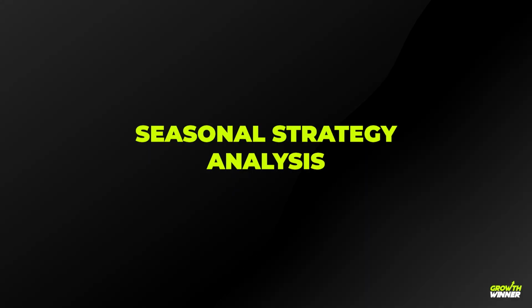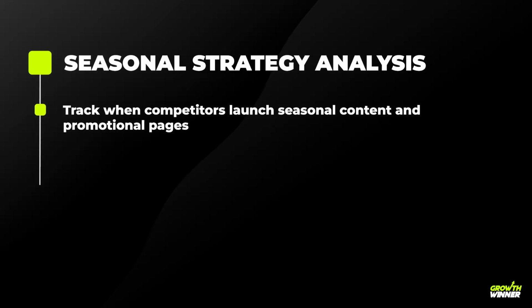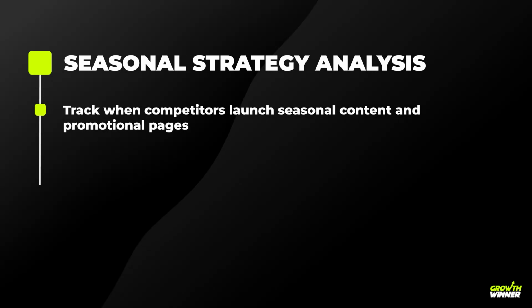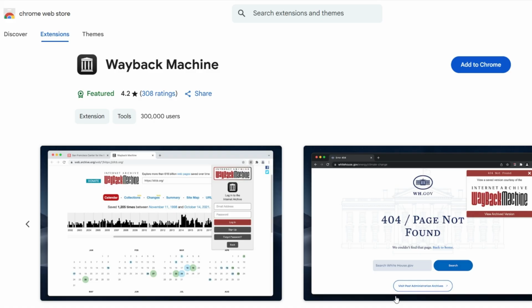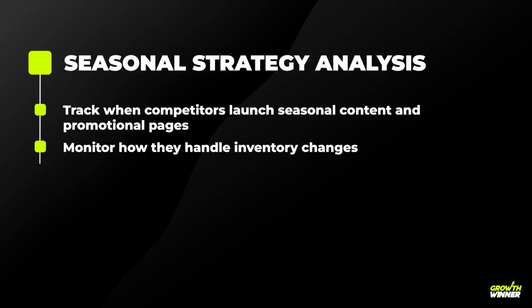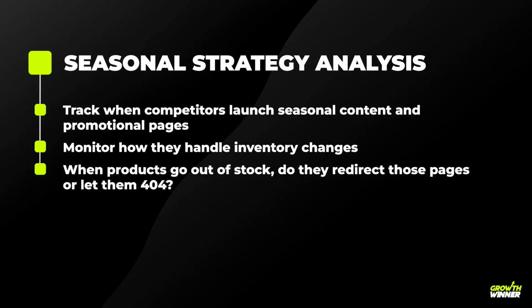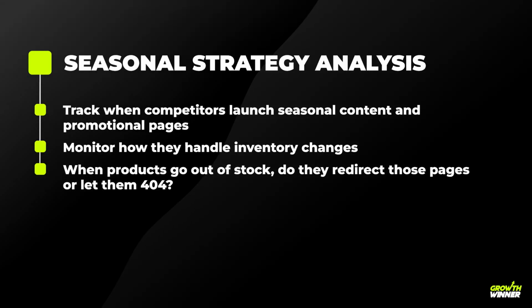You get it, right? Now, here's another aspect that cannot be missed in e-commerce: seasonal strategy analysis. E-commerce is heavily seasonal depending on the product type, and smart competitors shift their entire SEO focus based on seasonal demand and promotional calendars. And here is how to analyze this. Track when competitors launch seasonal content and promotional pages. Use Wayback Machine to see when they historically create Black Friday pages or holiday gift guides. Then monitor how they handle inventory changes when products go out of stock. Do they redirect those pages or let them 404? Because this reveals massive opportunities.